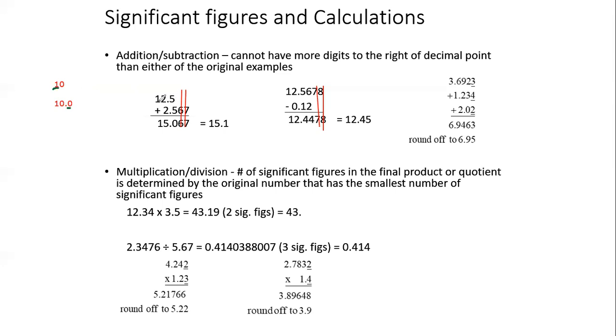So for example, if we take 12.5 plus 2.567, well, 12.5 is only known to the tenths. 2.567 is known to the thousandths. So our final answer should be rounded to the tenths place. So we get 15.1. Now, if I was to only use 12 plus 2.567, then the answer would only be rounded to the ones place, because 12 is the one with the fewest significant decimal places.